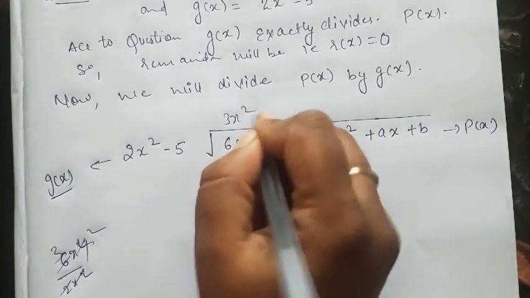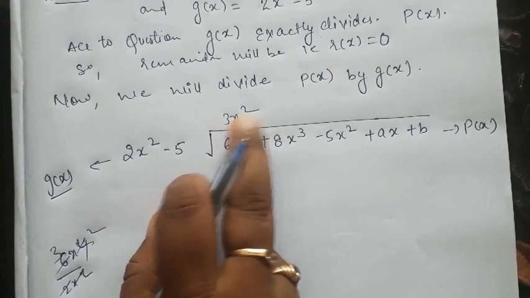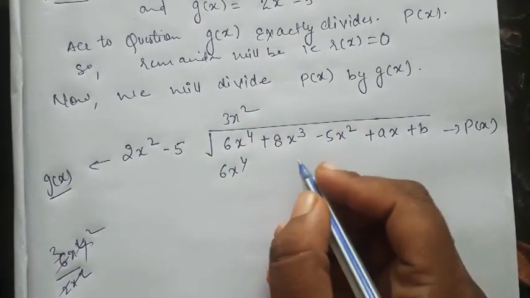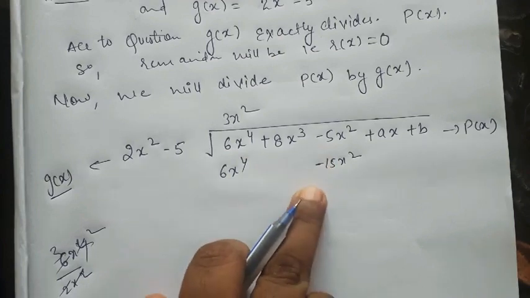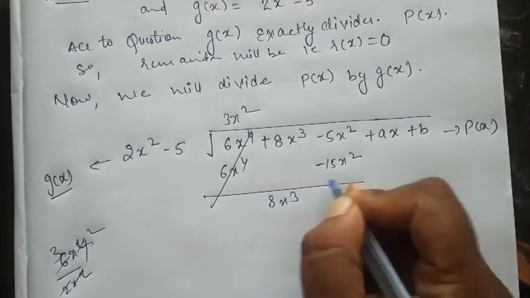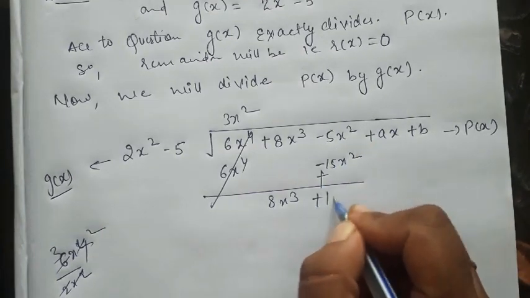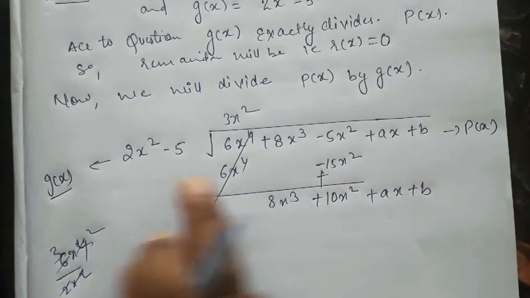3x square. Okay, 3x square into 2x square, that is 6x raised to power 4. 3x square into minus 5 is minus 15x square. We'll write down in the same literals. Okay, afterwards we'll solve it. Sign changes, we'll get plus 15x square, and we'll get 10x square. The same thing we'll write as it is.